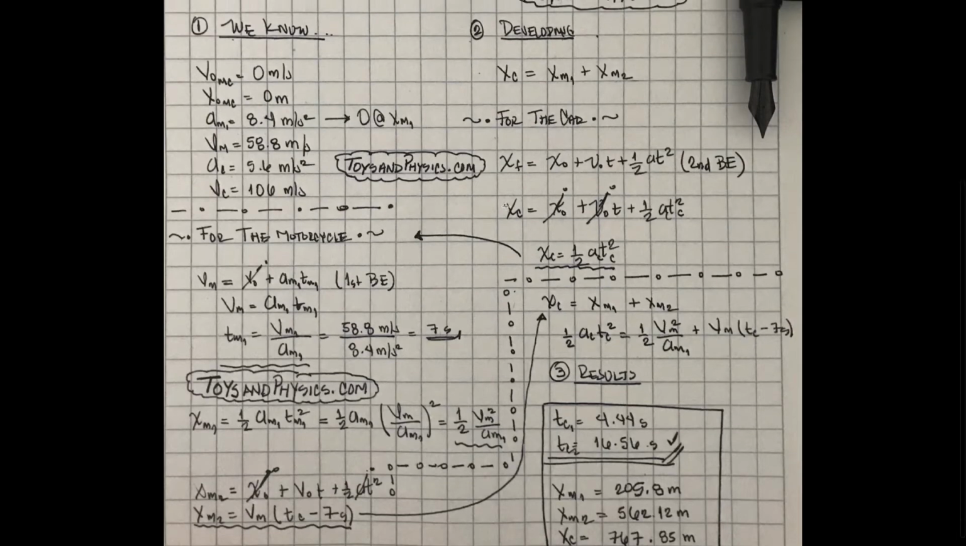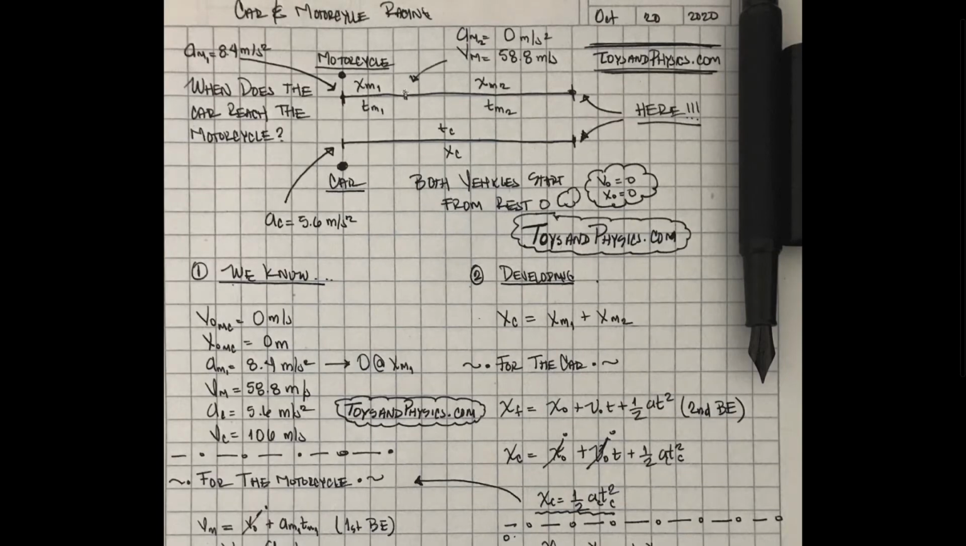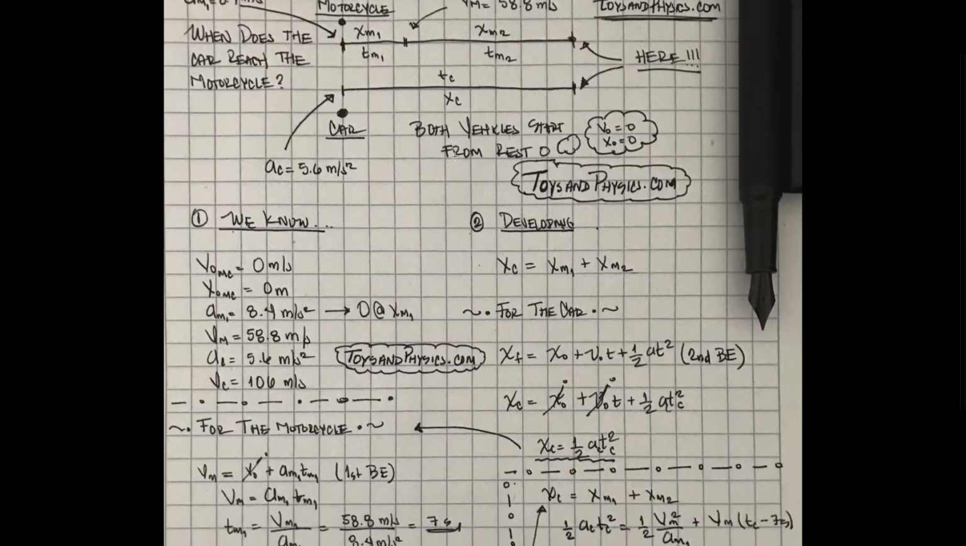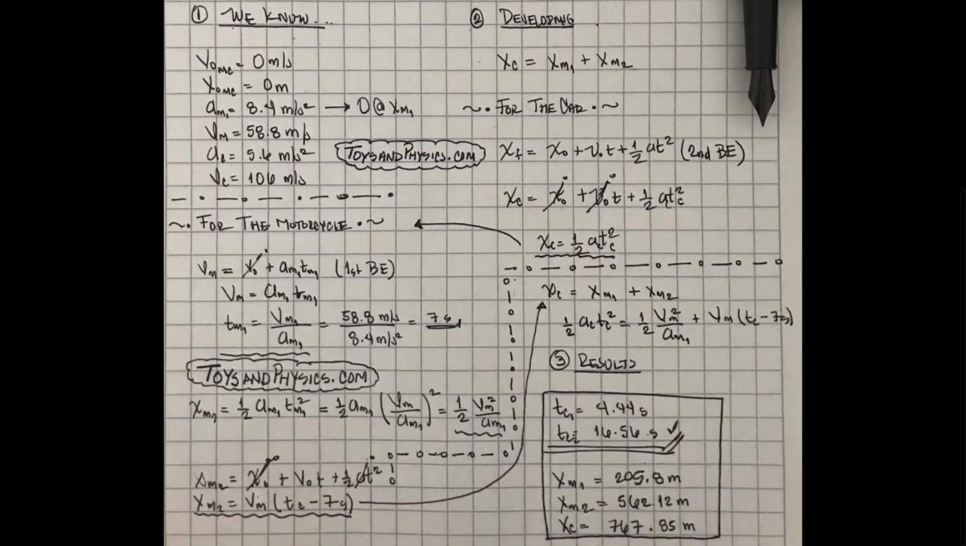Same thing for xm2. We already solved this. We already have this expressed in terms of something that we know and we can find. Now we have to do the same thing for this portion of the track. And for that, again, we're going to be using this second basic equation. And same thing goes here.